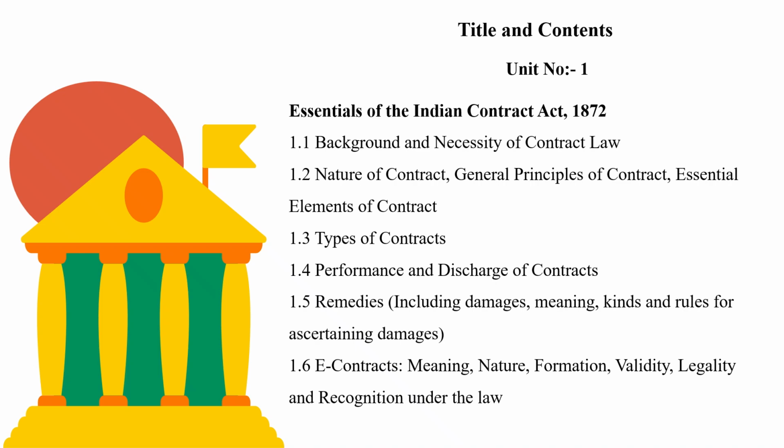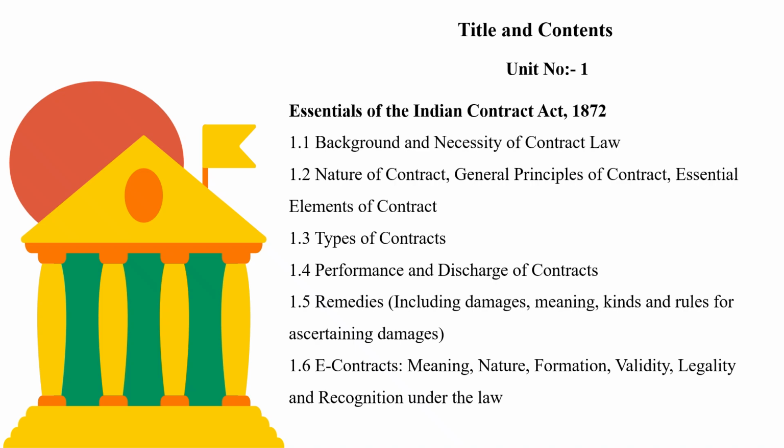The second part we are going to study is the nature of contract. In this, we are going to study the nature of contract, the general principles that govern the contract, and the essential elements like offer, acceptance, and consideration. In the third part, we are going to study about types of contract. We will explore different types of contract and see how the contracts are classified.